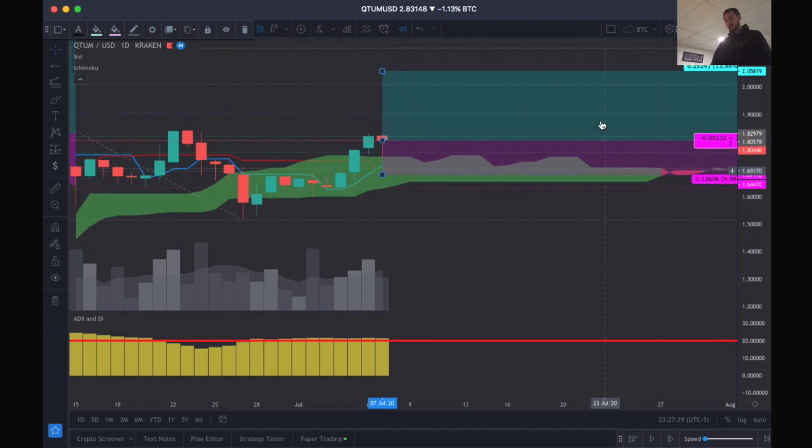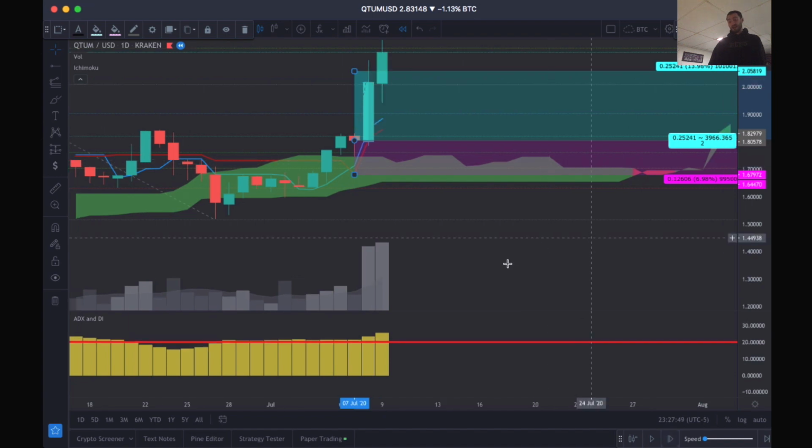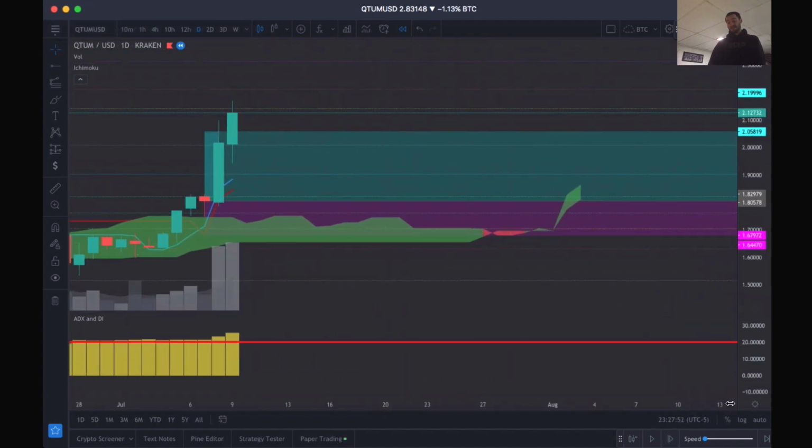Where does that put us? Puts us at about 14%, and let's move it forward and see if we would have won that trade. We would have won that trade immediately. Isn't that crazy? And it keeps going. That's nuts.